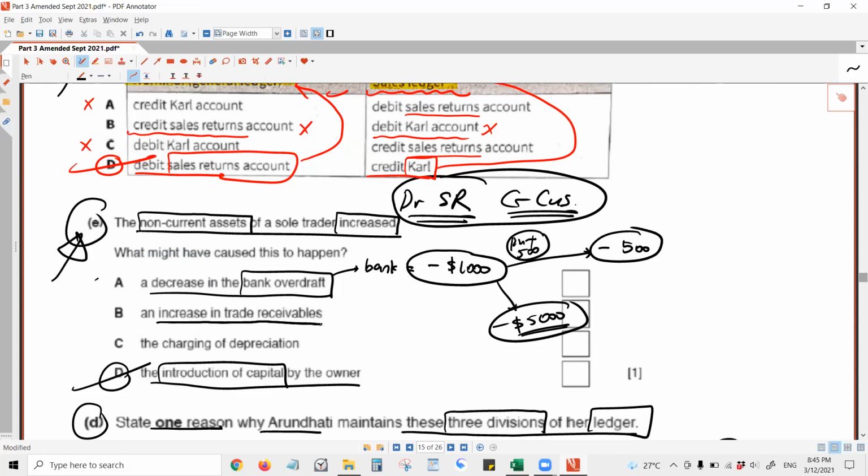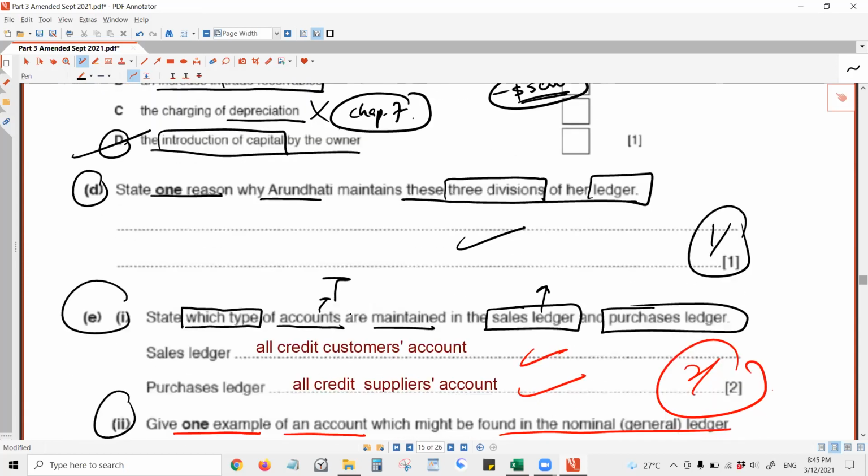Increase in trade receivable, indicating customers owing more to us. Trade receivables refer to customers owing money to us because they buy goods on credit. But I don't think it has any link to the sentence here. Okay, no link at all. Depreciation is something you have not learned with me. Therefore, that's not the answer. Okay, I will explain in the future in chapter 7. Okay, in chapter 7, you will learn the depreciation. So answer is D.